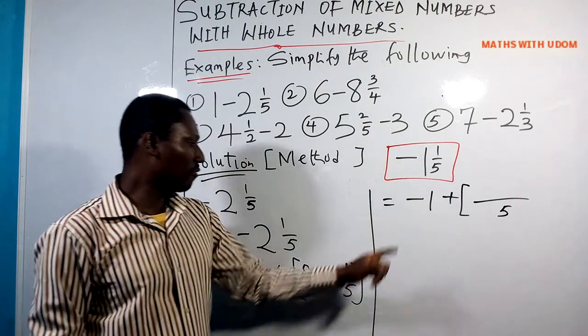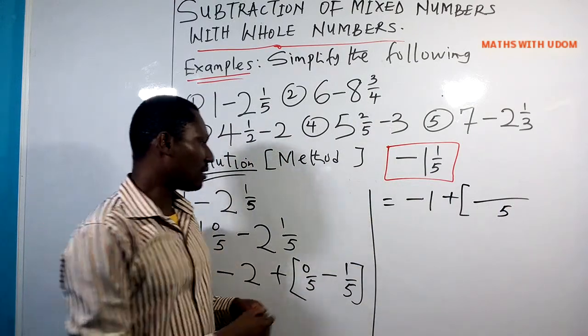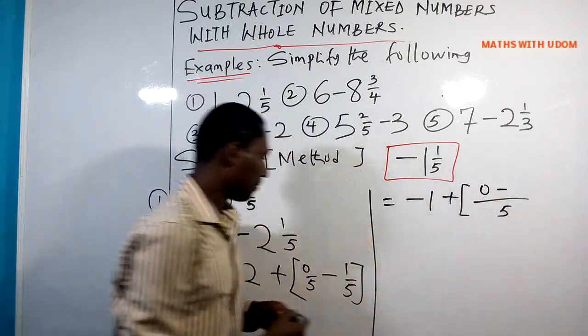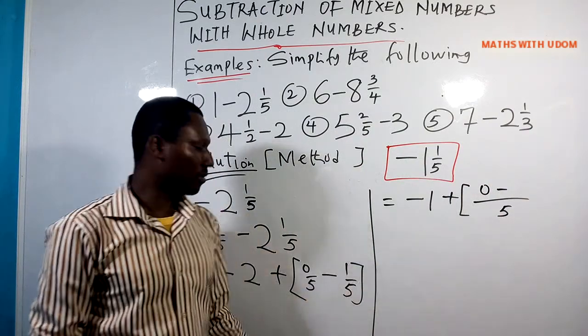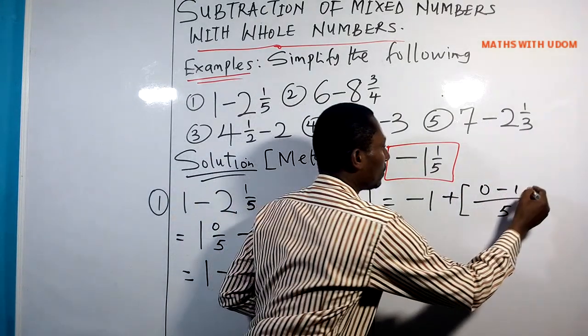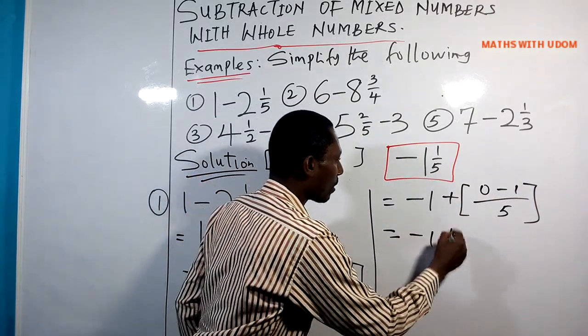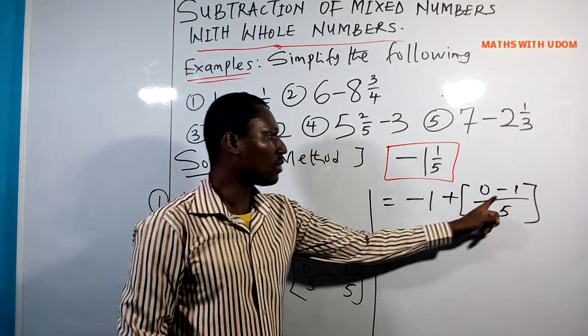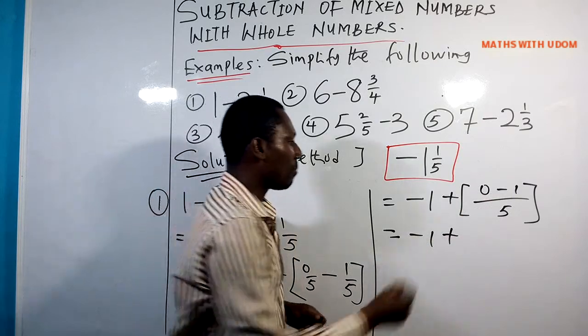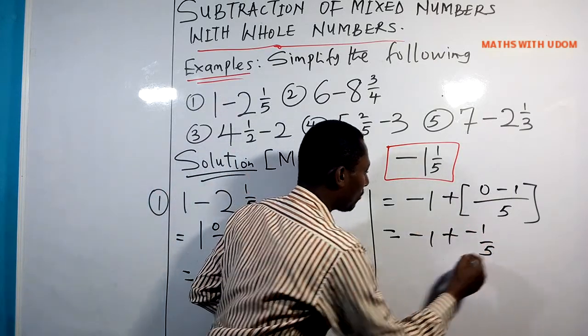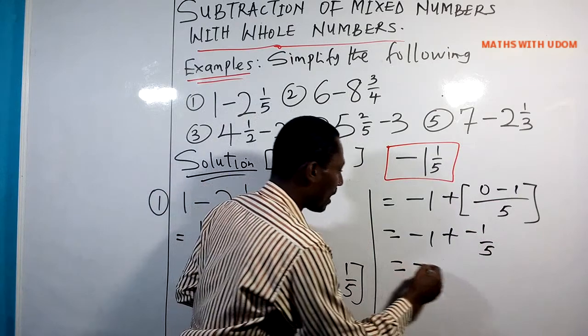How many 5 can go in 5? 1. 1 times 0, 0. Minus, how many 5 can go in 5? 1. 1 times 1, 1. You close that bracket. So from here we have minus 1 plus the numerator. 0 minus 1 will give us what? Minus 1 over 5. So from here we have minus 1.